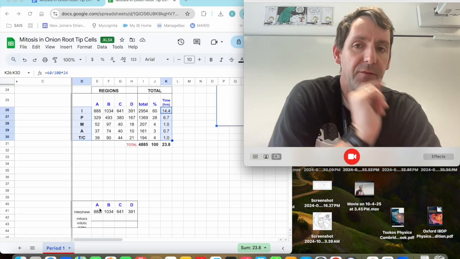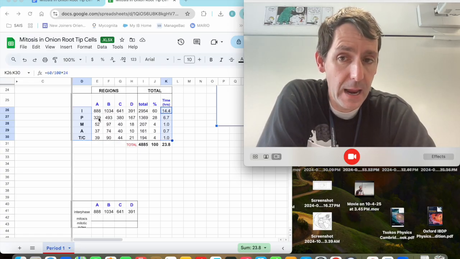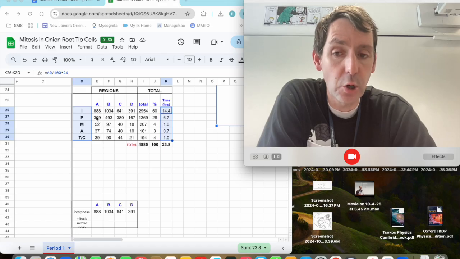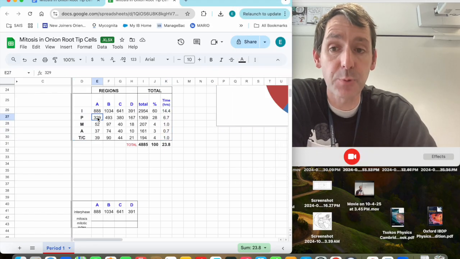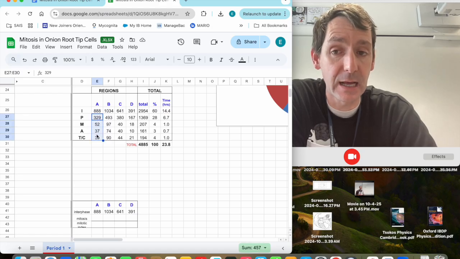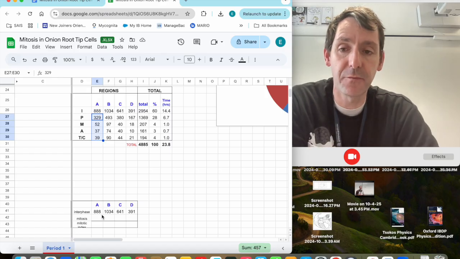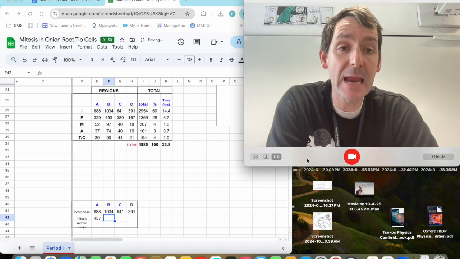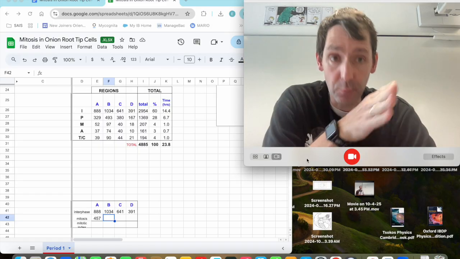You'll notice that I've already taken the interphase from A, B, C, and D, and I've copied those down here. And so now I'm going to put the total number that are actually going through mitosis. So remember, mitosis is prophase, metaphase, anaphase, and telophase. So if I add all those up for A, you'll see it gives me a sum of 457. So I'm going to go 457. I'm going to do the same thing then for region B, region C, and region D.